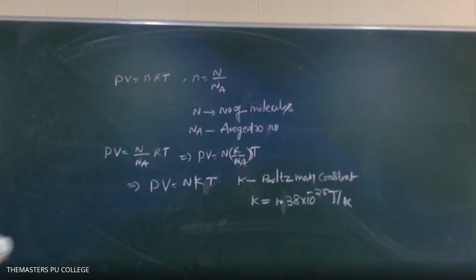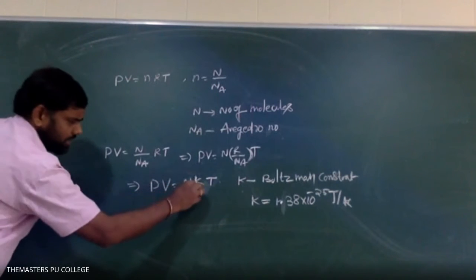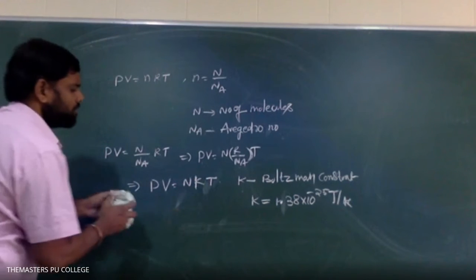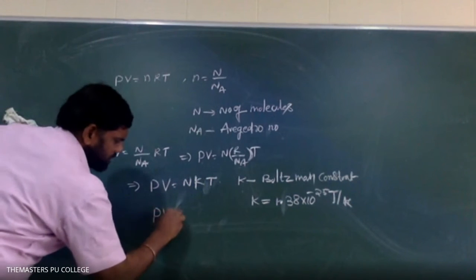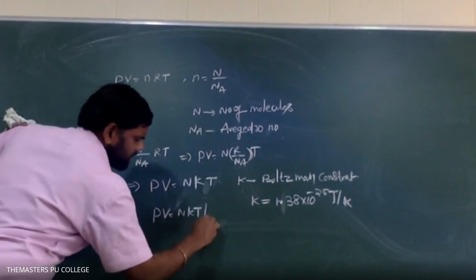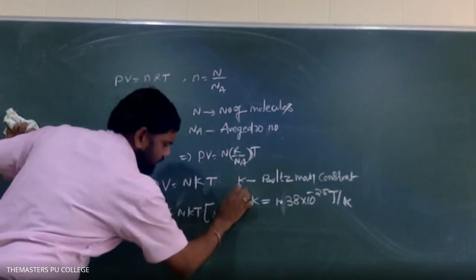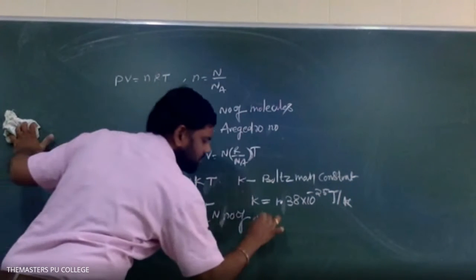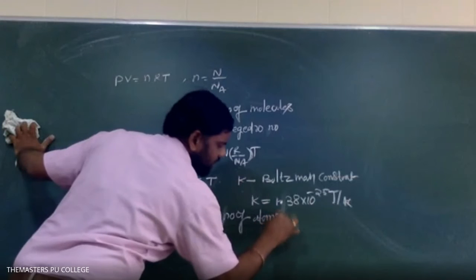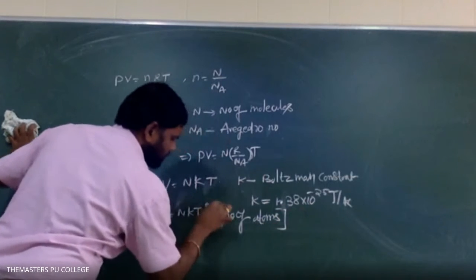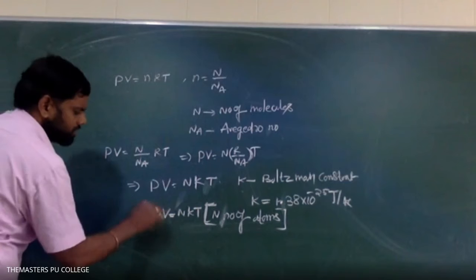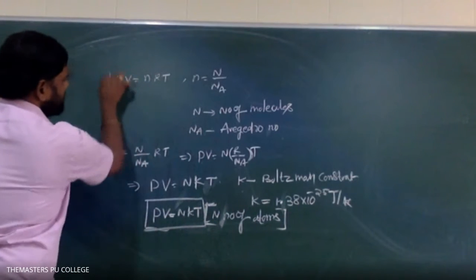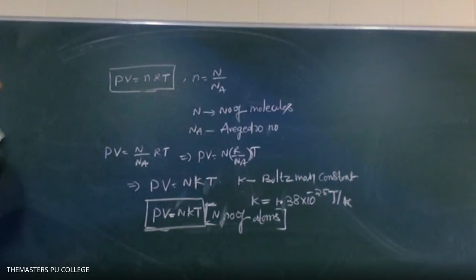So that value is simply PV equals NKT. This is for N, the number of atoms or molecules. N is the number of molecules. The ideal gas equation can be written as PV equals NKT. PV equals nRT is for n moles of gas.